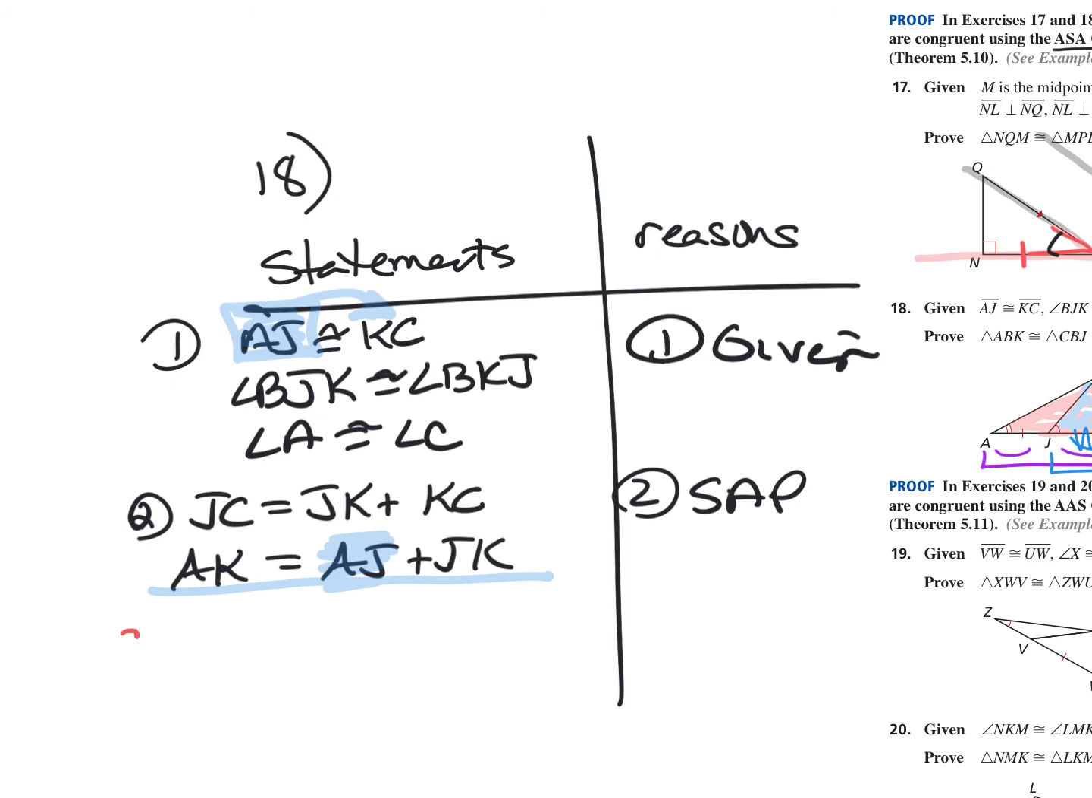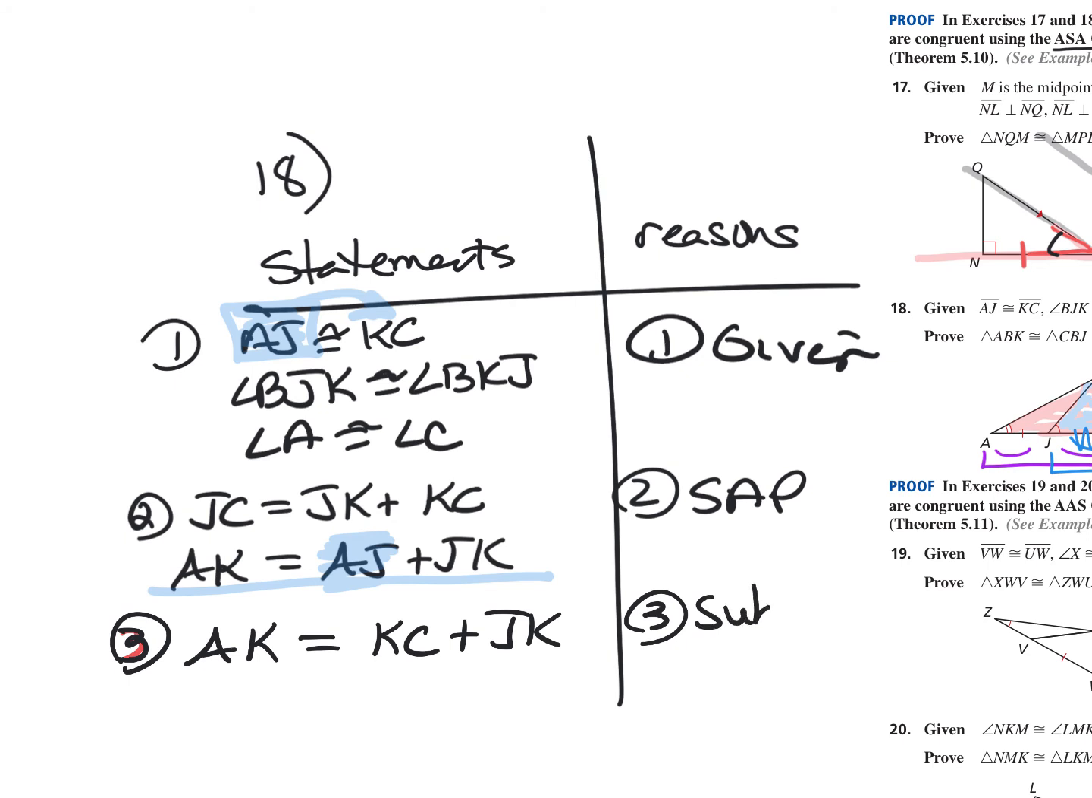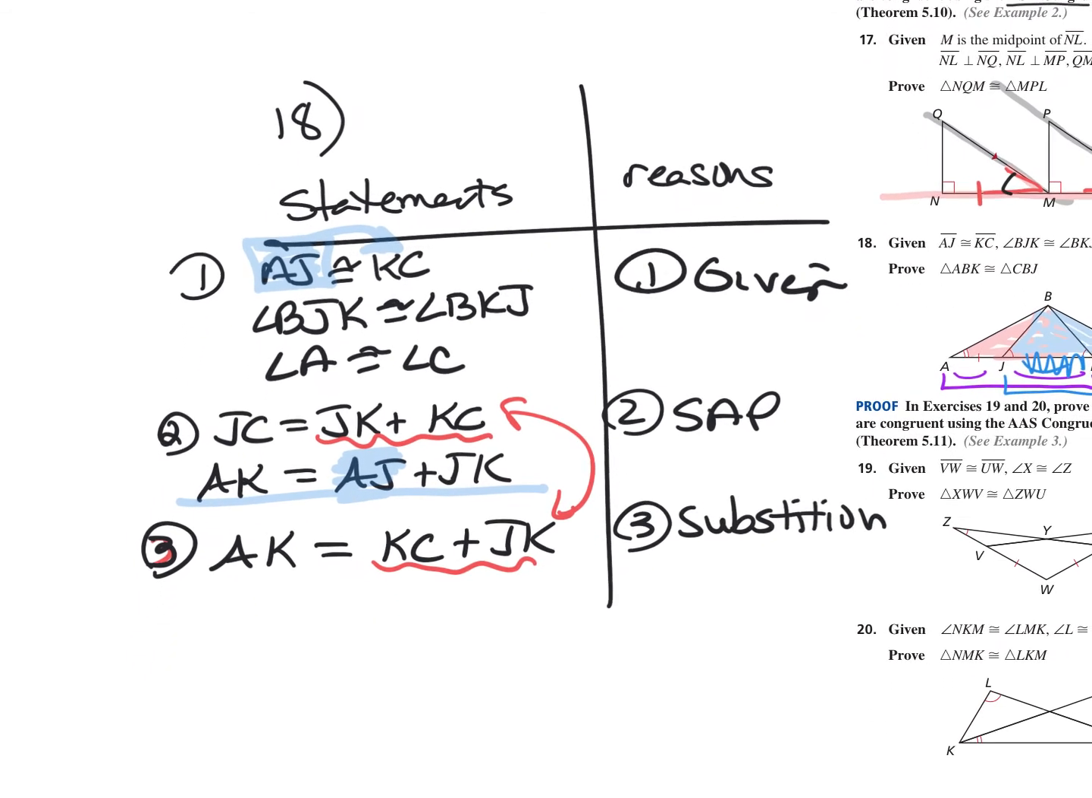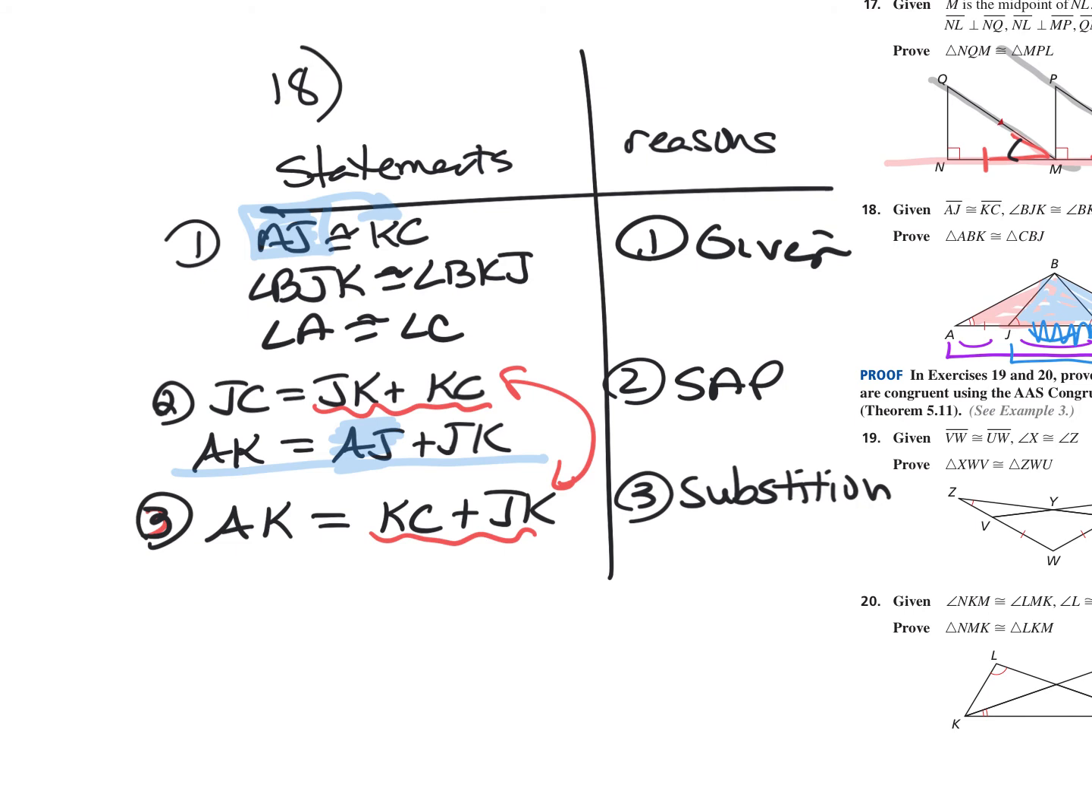So my next statement, and the reason's going to be substitution. I'm going to now say that AK, instead of being equal to AJ plus JK, I'm going to say it's equal to KC plus JK. And this is a substitution. And now if you look at it, these two are exactly the same. This part of it, it's just flipped around. So if you wanted to flip it around and say commutative property, you could, but I'm just going to jump right to JC is congruent.